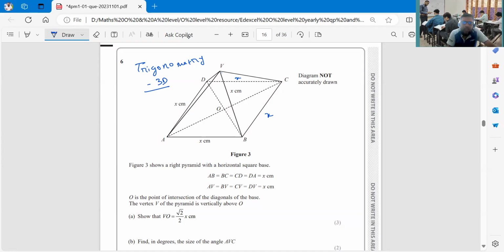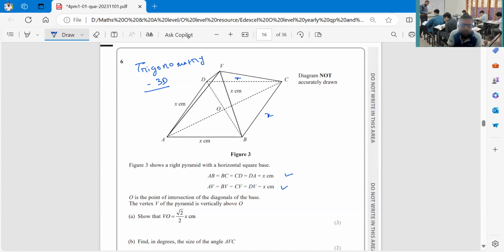If it is a rectangle, the opposite triangular faces should be equal. If it is a square base pyramid, it means all the slant lengths will be equal, and every single triangular face is also equal. So in the context of the maths, this AV, BV, CV, and DV, all the values equal x. This is very, very important information.